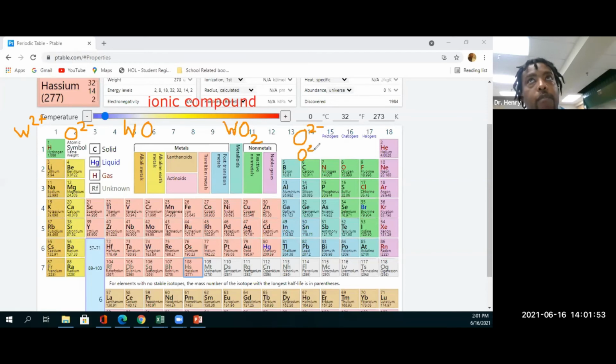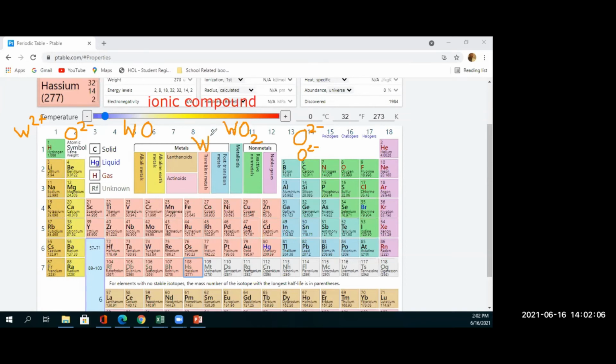So then what must be that metal? That tungsten must be what charge to balance out those 2-? Those two 2-. What was that? 4 positive, right? That's right, 4+.